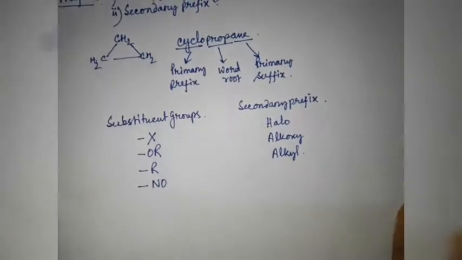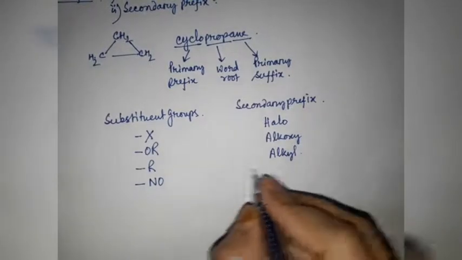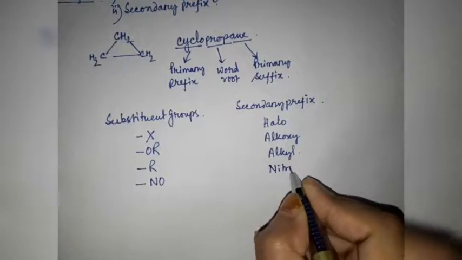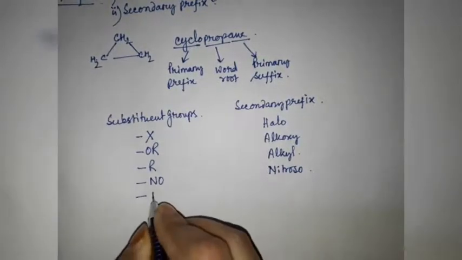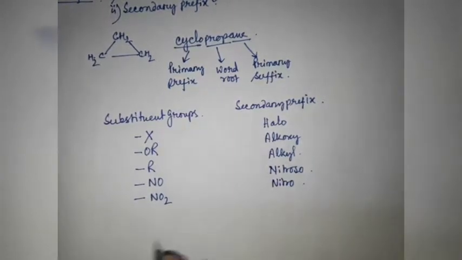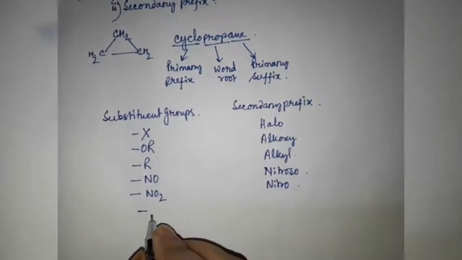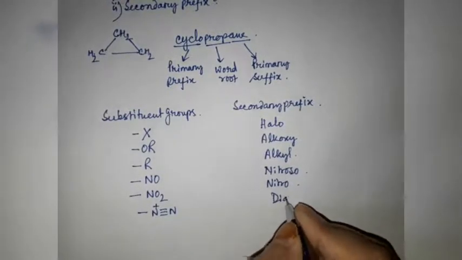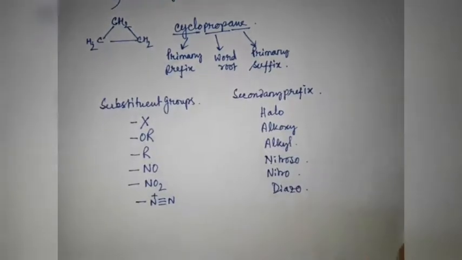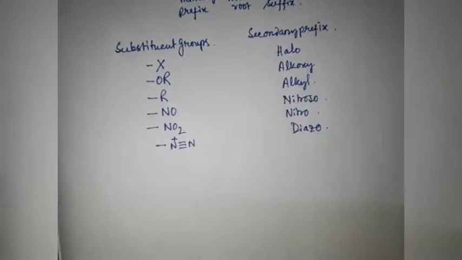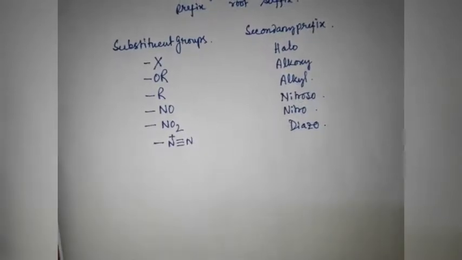If we take this one, NO, so this is nitroso. Okay, nitroso. NO2, this is nitro, and this one, this is diazo. Okay, so with the help of all this, how to write the IUPAC nomenclature I am showing.